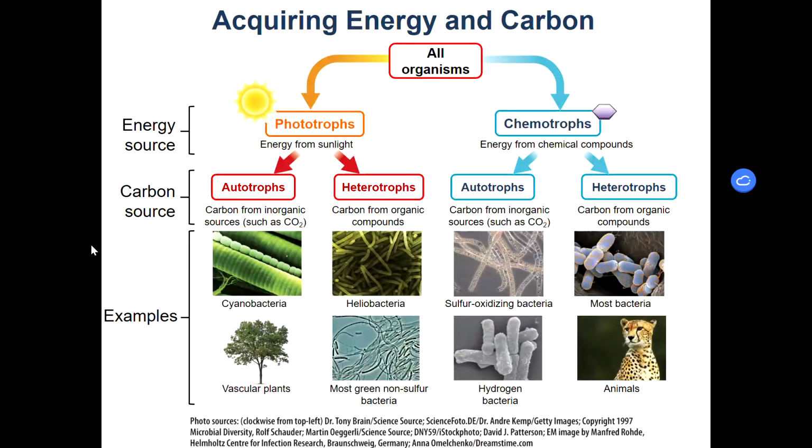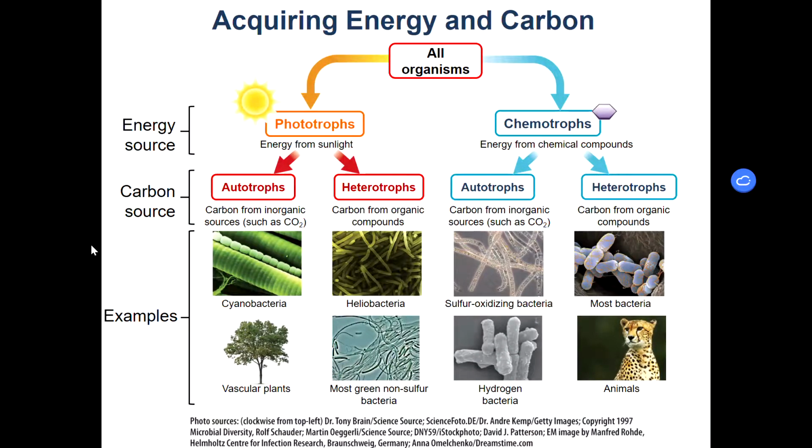So all organisms need to acquire energy and they need to acquire carbon. They need to acquire the basic building block of all organic molecules. So if we're looking at this schematic, we have all organisms, because all organisms, whether you are an animal, a plant, a fungi, a bacteria, an archaea, a protist, you need to get energy and you need to get carbon. Some organisms get energy from the sun. You learned about photosynthesis last semester, if you took 150 last semester. Organisms that get energy from the sun are called phototrophs.